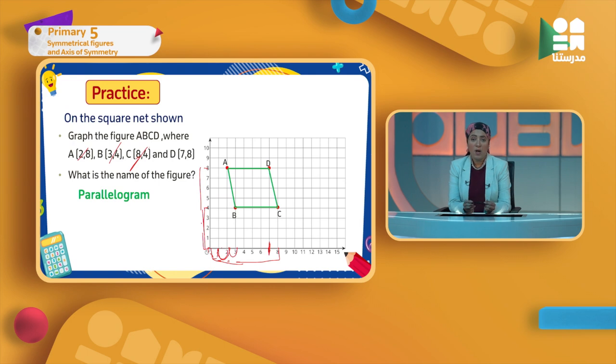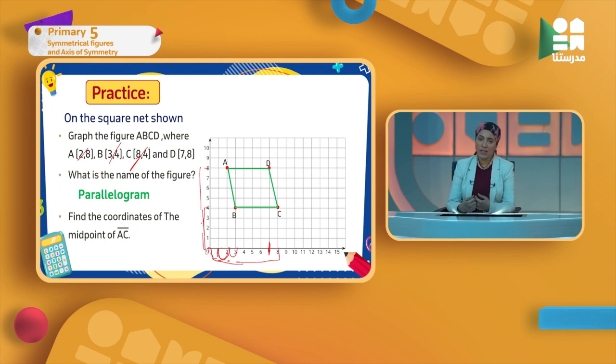Okay. Now, I want to find the coordinates of the midpoint of AC. I don't have the line AC here to get its midpoint, so I will join the two points which are opposite each other, the points A and C. This is kind of a diagonal.